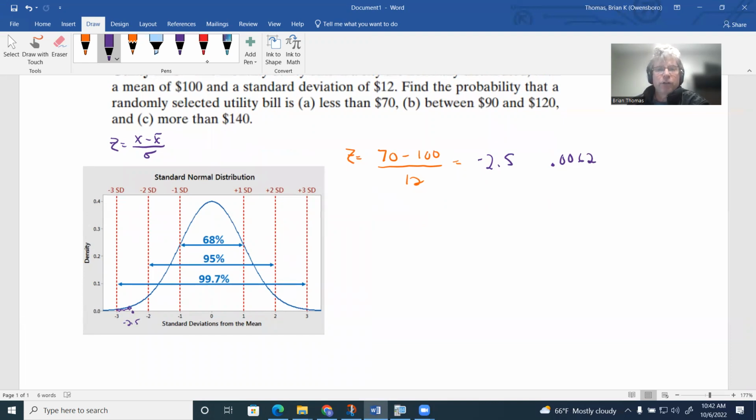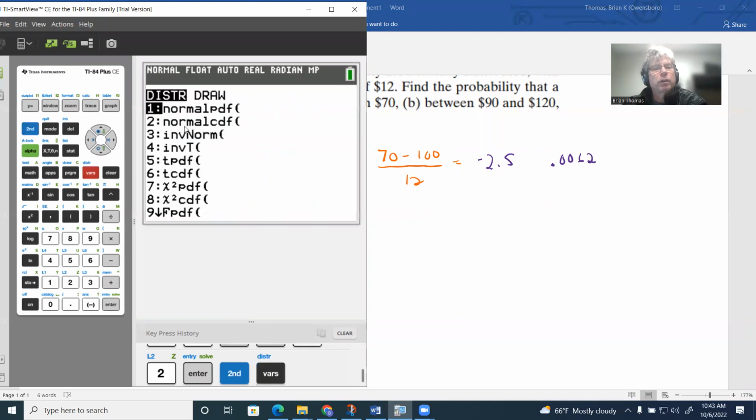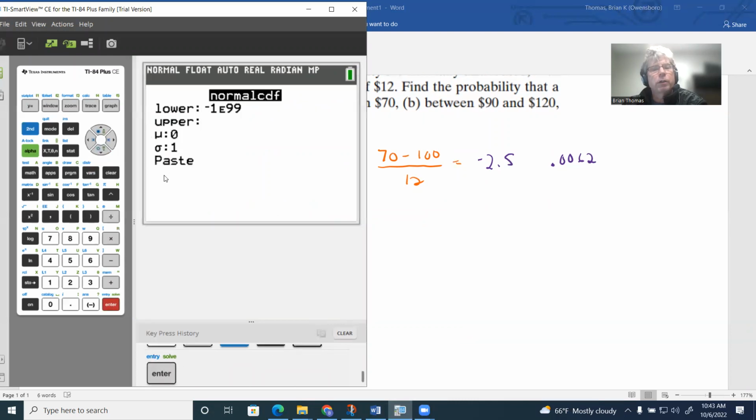Now, instead of doing it this way, you have a shortcut on your calculator that does these types of problems. If I go to my calculator, above the vars is distribution. The second one is normal cumulative distribution function. So that's what we're looking for. If I hit enter here, it's looking for a lower bound. The lower bound, mine defaults to negative 1 e to the 99.